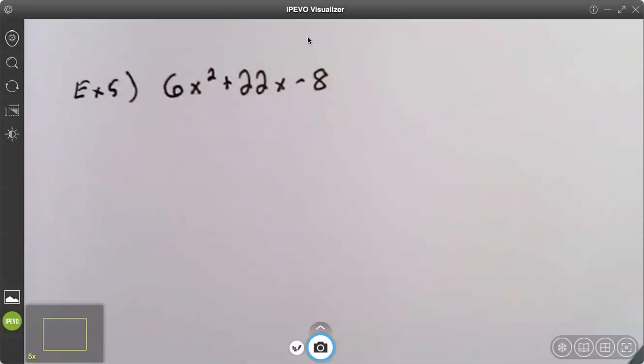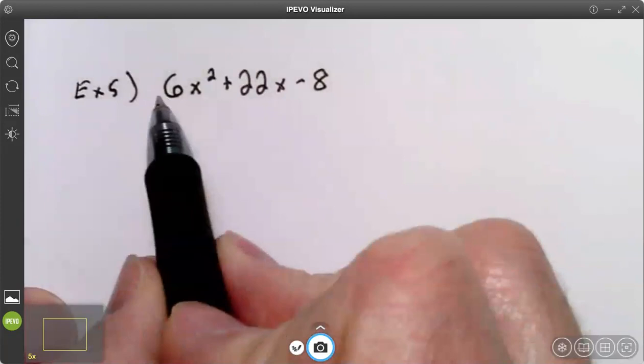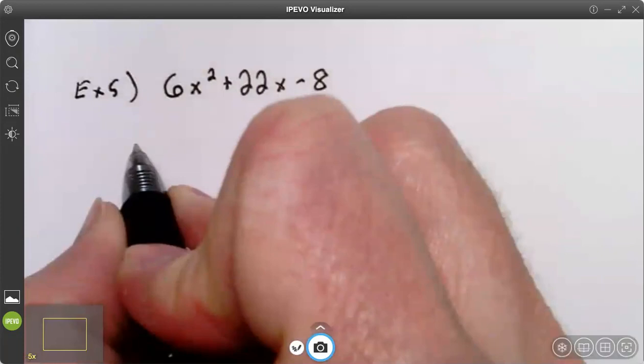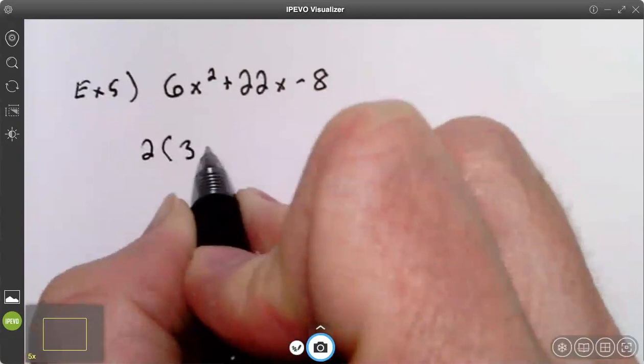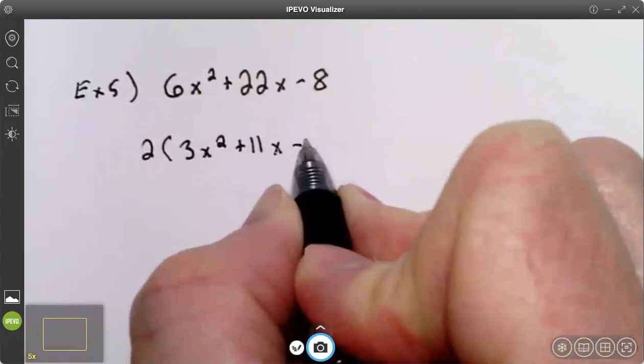On my last example, I want you to mentally try to do it with me and think of what you would do in each step. So first thing, what is the first thing you would do? The first thing you would do is factor out the greatest common factor. These are all even numbers, so you know they have a common factor of 2. And that also happens to be our greatest common factor. So let me factor out 2. That leaves me with 3x squared plus 11x minus 4. Now think about what the next thing you would do would be.